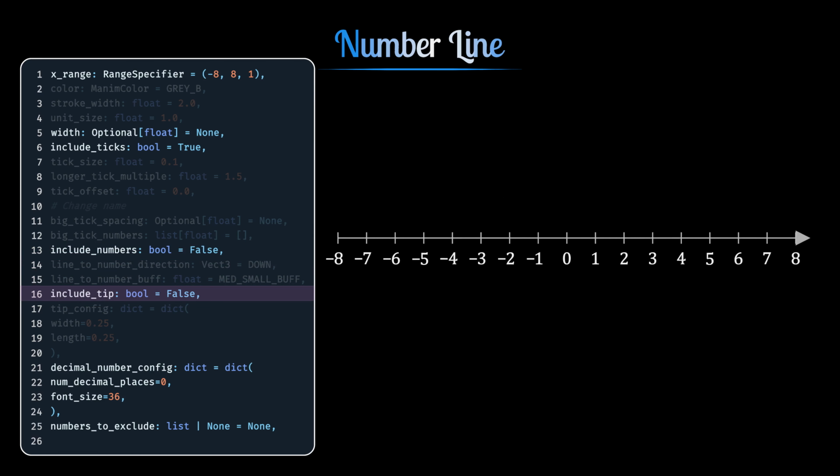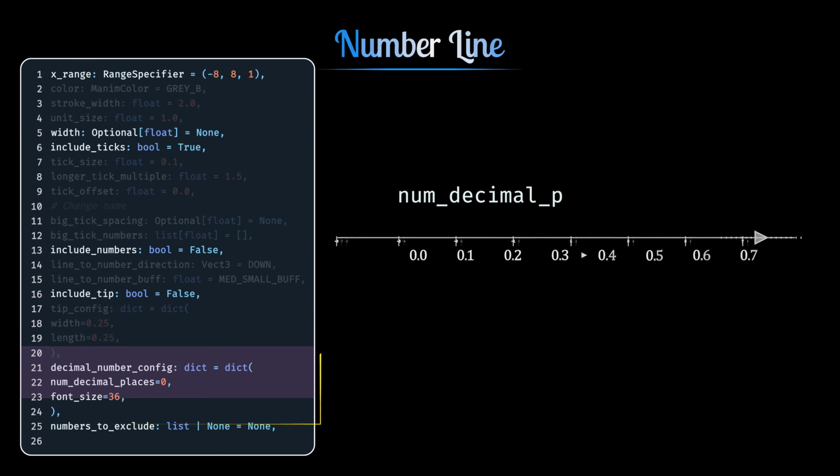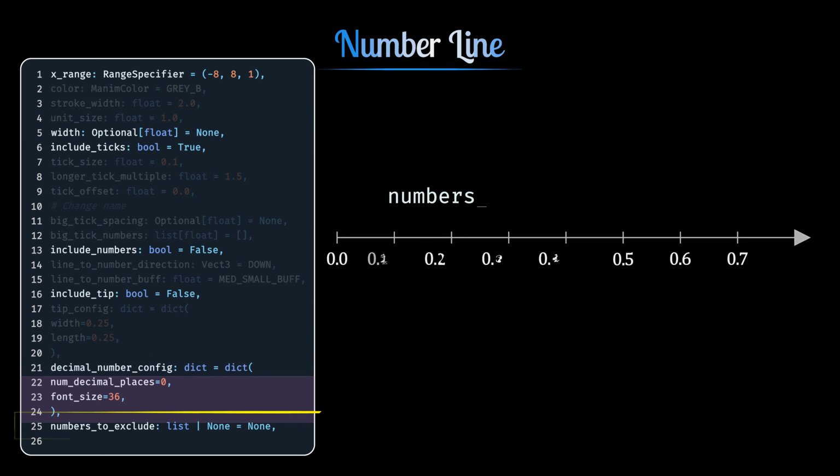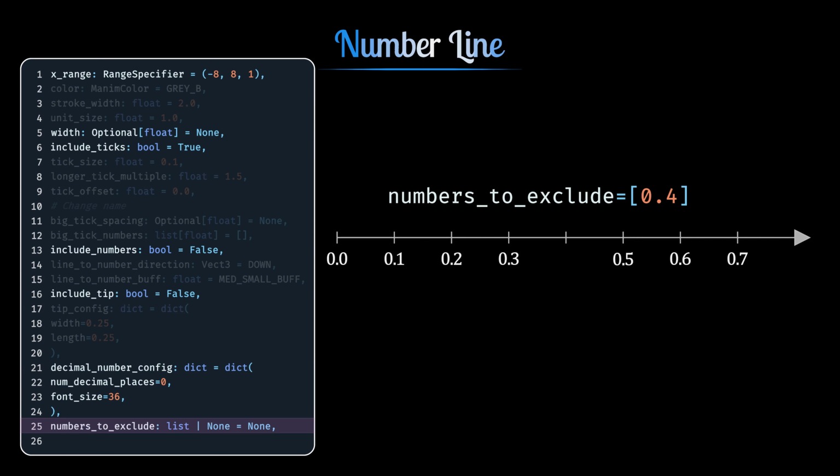Now suppose the situation asks to show the decimals on the number line. We can use the decimal_number_config parameter, and also with the help of this parameter, we can specify the number of decimal places. Imagine another situation which demands to exclude some specific number, like 0.4. In this case, we can use the numbers_to_exclude parameter to exclude the specified number from the number line.